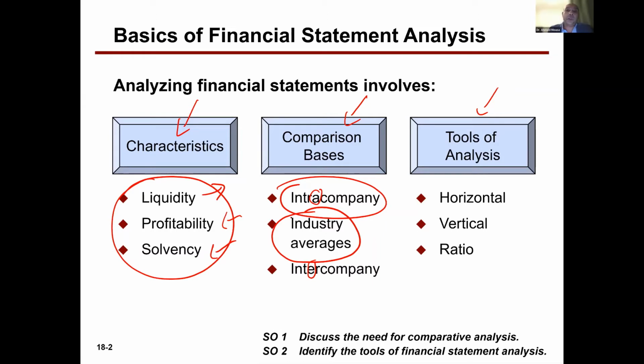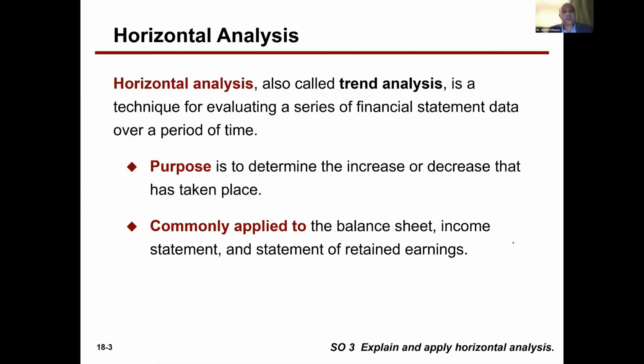In order to do your analysis, you need to have tools. What are the tools for analyzing financial information? We have horizontal analysis, vertical analysis, and ratio analysis. And let's start with all of this in detail. So let's start first with the horizontal analysis. You know, a horizontal line is like that. Horizontal analysis is also called trend analysis.